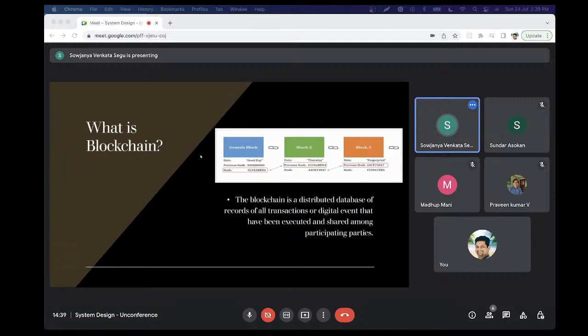A distributed database also replicates the data in multiple places, but it is controlled by a single authority. Whereas in blockchain, it is decentralized. The power is decentralized across many participants. That's the advantage of blockchain.